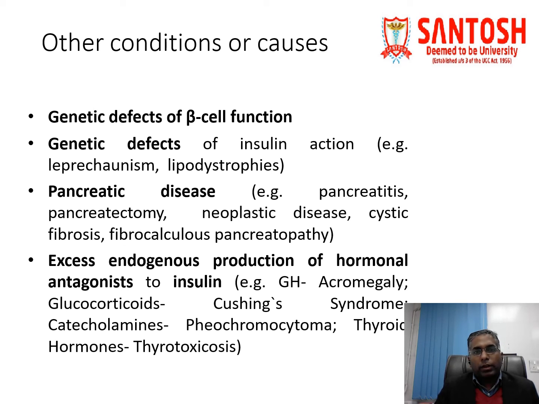Other rare causes of diabetes are genetic defects in beta cell function, genetic defects of insulin action like leprechaunism, lipodystrophies, pancreatic disease like pancreatitis, pancreatectomy, neoplastic diseases, cystic fibrosis, and fibrocalculous pancreatopathy. Some conditions cause excess endogenous production of hormones antagonistic to insulin, like excessive growth hormone in acromegaly, glucocorticoid in Cushing syndrome, catecholamine in pheochromocytoma, and thyroid hormones in thyrotoxicosis, which can cause hyperglycemia by virtue of their other metabolic effects.